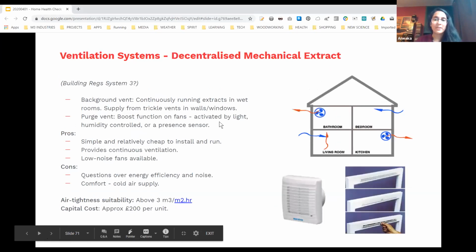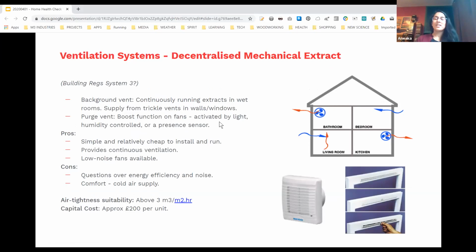So another type of system is decentralized mechanical extract. This is quite like the intermittent extract, but with an important difference. This system's made up of extractor fans in your wet rooms, so your bathrooms and your kitchens, but not in your dry rooms. There's a stray warm arrow in the living room that shouldn't be there, so just ignore that.